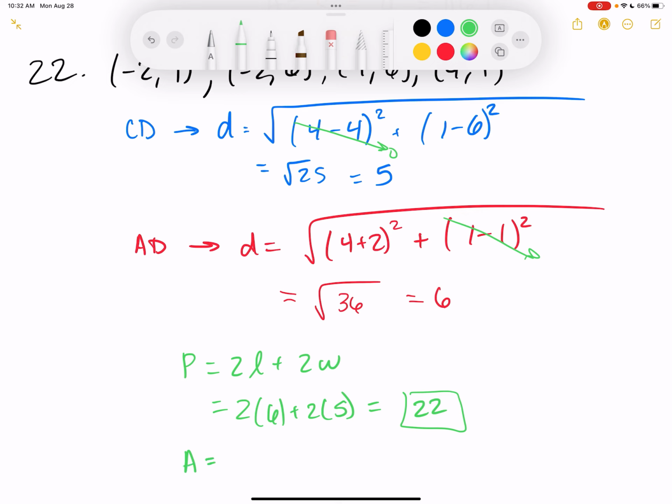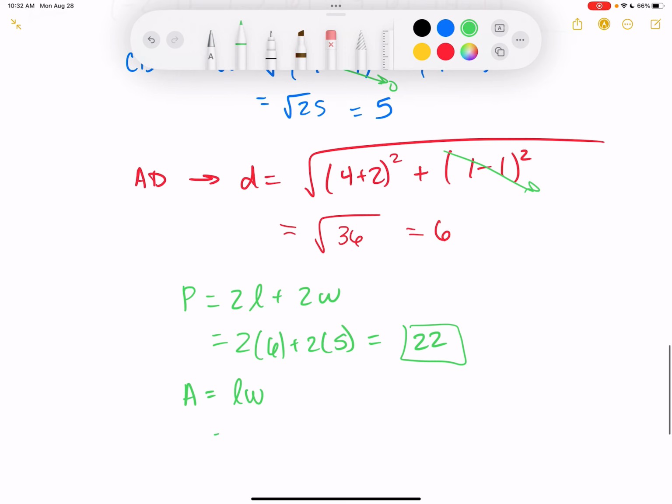What's the formula for area of a rectangle? Length times width. So 6 times 5, 30.